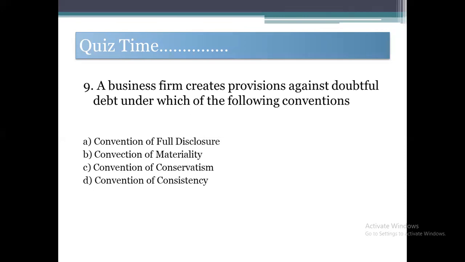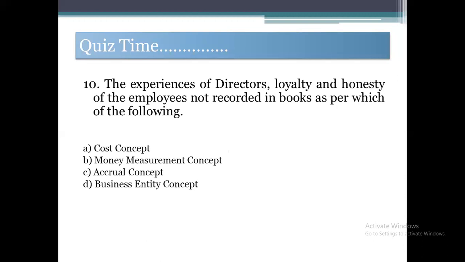So which convention says you can provide for the losses, right? As we discussed, the name says conservatism. Conservatism says you have to provide for all the losses, but don't do the same with the income or the profits. Question number 10, that's the last, I think.